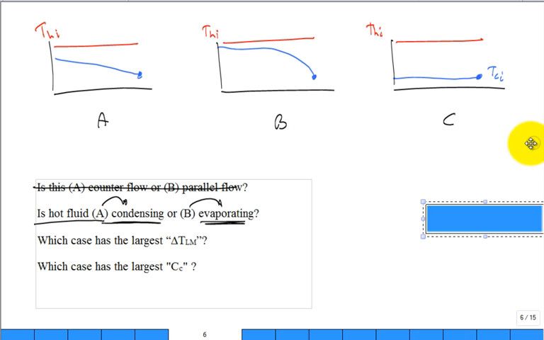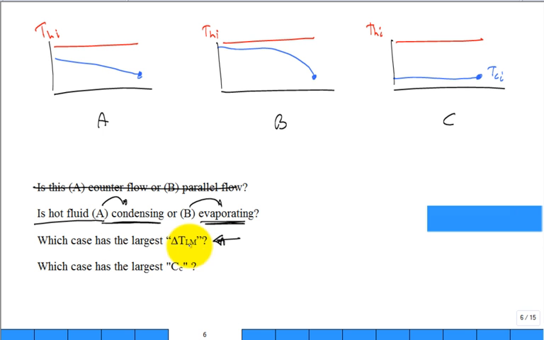Not bad. Now I have 3 cases, right? What's really different is what's happening to the cold fluid. For which of these 3 cases is the log mean temperature difference the largest? Which case, A, B, or C, has the largest log mean temperature difference? Somebody asked me, I don't understand. What's the definition of log mean temperature? Okay, it's delta T1 minus delta T2 divided by natural log delta T1 over delta T2.